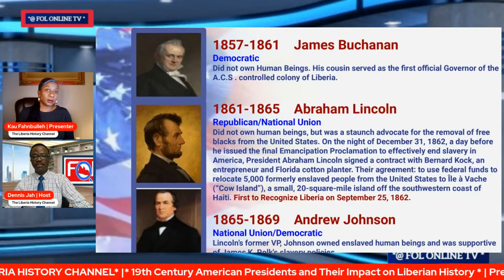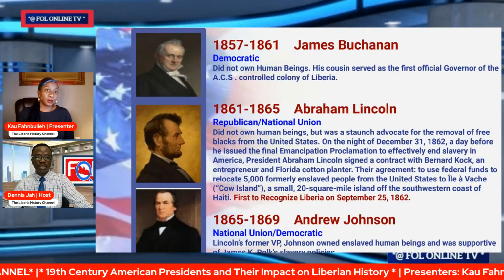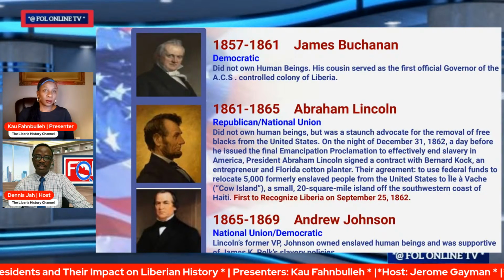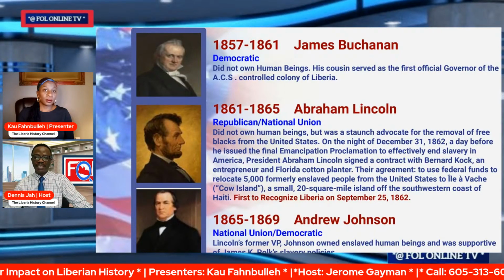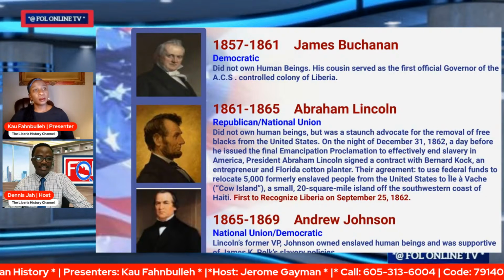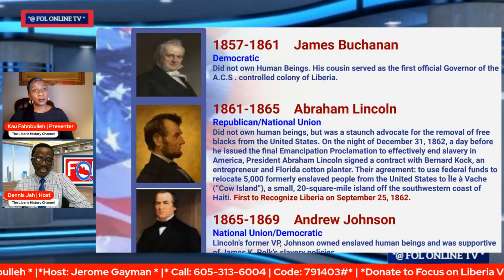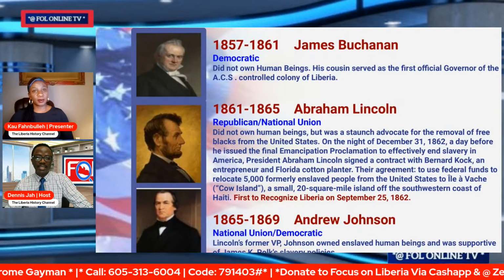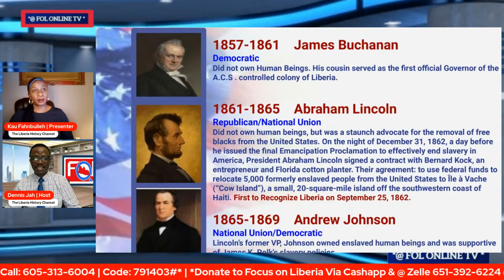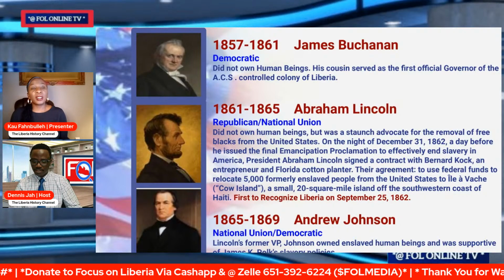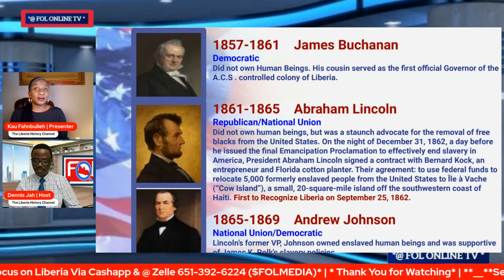Their agreement was to use federal funds to relocate 5,000 formerly enslaved people from the United States to Île à Vache, Cow Island, a small 20 square mile island off the southwestern coast of Haiti. The U.S. first recognized Liberia on September 25, 1862. So they wanted to remove them to Cow Island.